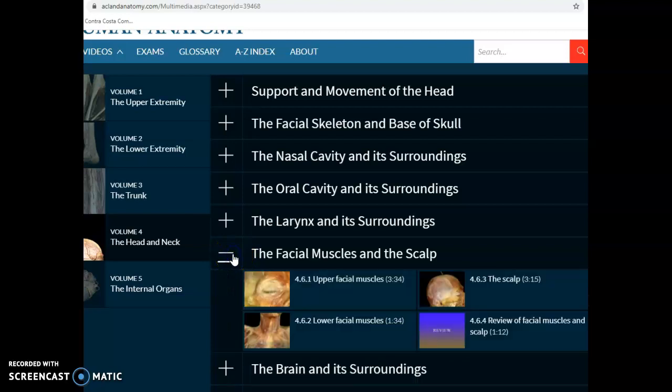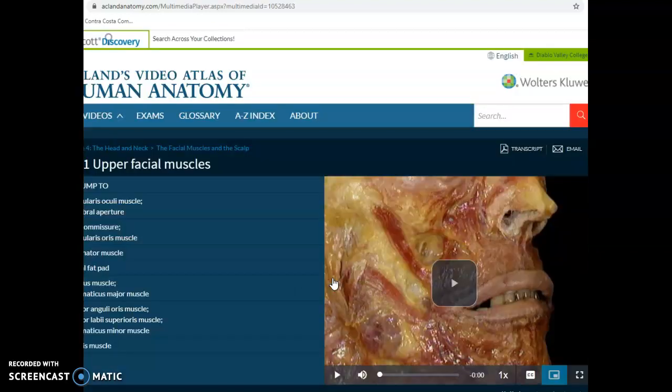So what I want you to do, go to facial muscles in the scalp and click on upper and lower facial muscles. And it's going to play short videos. And we did most of these muscles, so just watch most of them. We didn't do nasal muscles, which is the last one, so watch it if you want. You don't have to. So I figured this would be a better review.